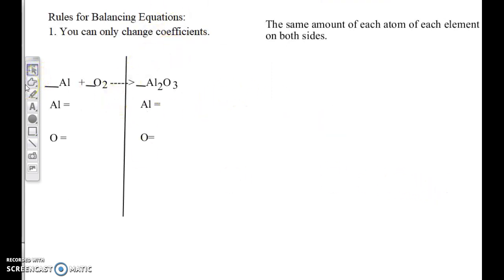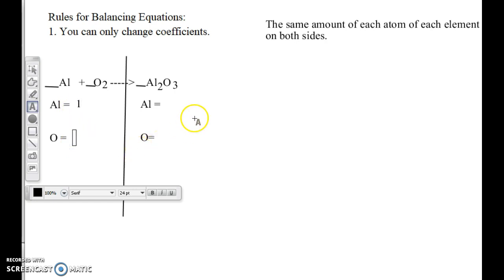So I have aluminum plus oxygen yields aluminum oxide. So make your list. How many aluminums are on the left side? 1. How many oxygens are there? 2. How many aluminums are on the right-hand side? 2. Oops, sorry, I said oxygens, didn't I? Aluminum, sorry. And there are 3 oxygens. All right. So what do you want to do to balance it?